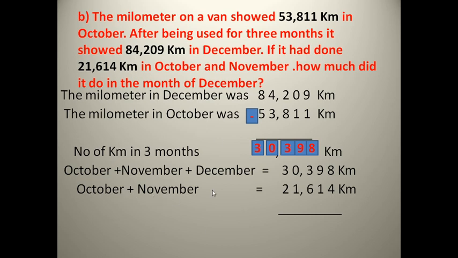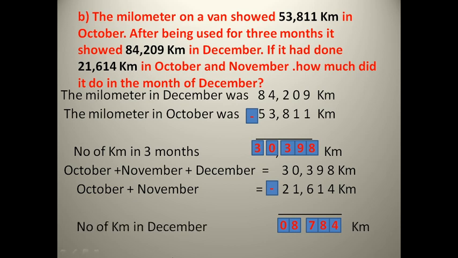And we have here October and November. In October and November it was 21,614. So what we will do now, again we will subtract. It will be 4, 1 minus 9, 8, and here we borrow 1, 6 minus 13, 7. Now 1 from 9 it is 8, and here 0. So this is the number of kilometers in December.